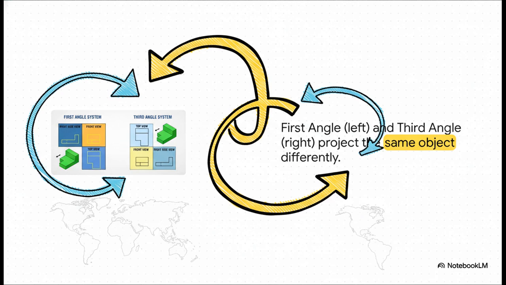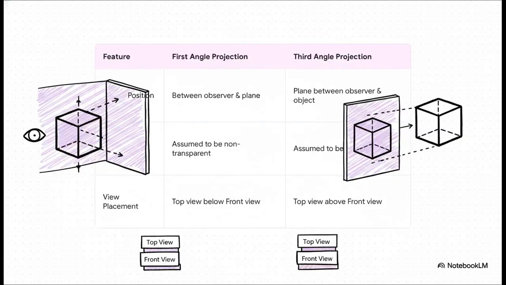Now look at the right. That's the third angle system, used in North America. Here, the top view is above the front view. It's the same object, same views, just a different layout rule. So you're probably asking, why the difference? Well, it's all about your point of view. With first angle, you imagine the object is between you and the paper.